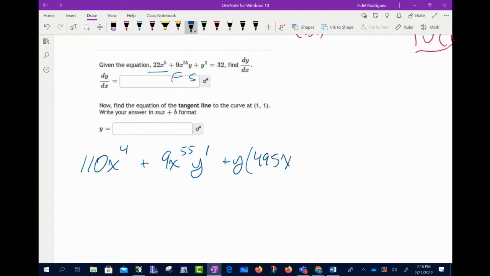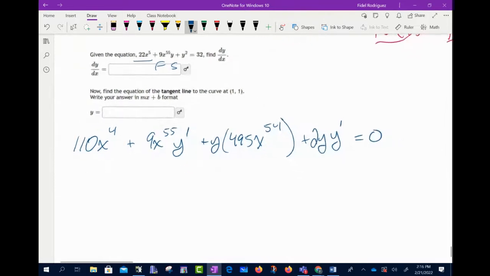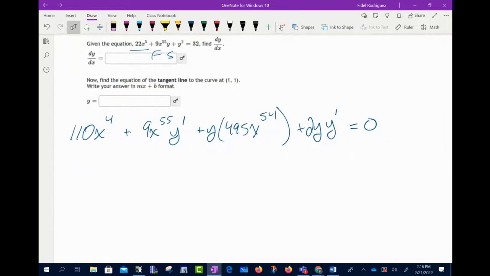495 x to the power 54. All right, good. Plus, everybody agree a 2y and a y prime, and then a 0 on the other side. And then remember what we're going to do now, y'all. We're going to get our y primes together, or our dy dx's together, whatever notation you're using.